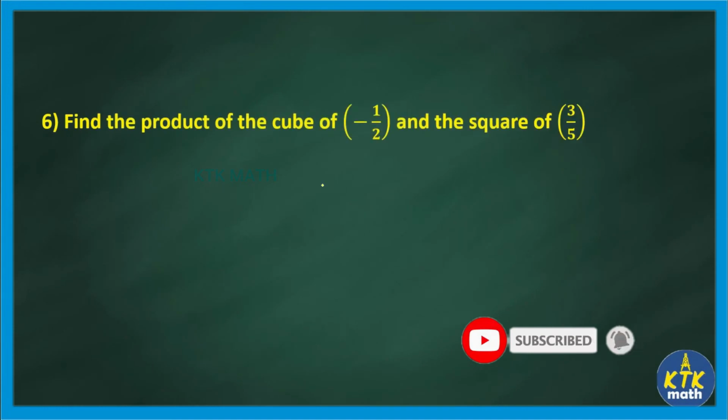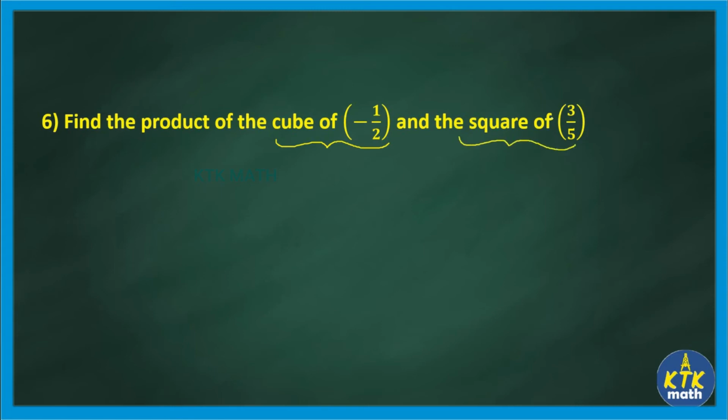Question number 6. Find the product of cube of minus 1 by 2 and square of 3 by 5. And then we need the product. Just to check, the question looks simple, but we are doing 3 processes. One is we are finding the cube of this number, and then the square of this number, and then the product of all these.